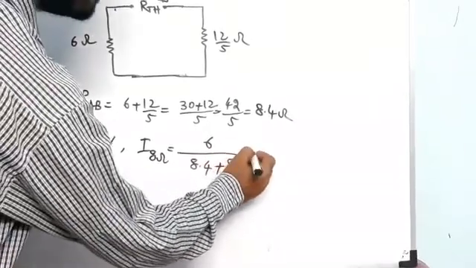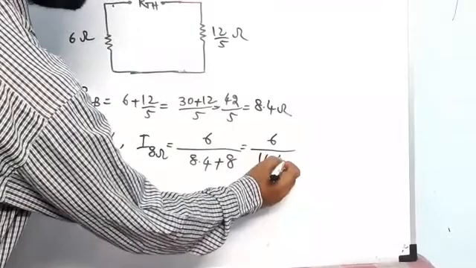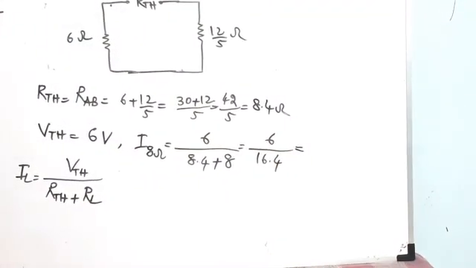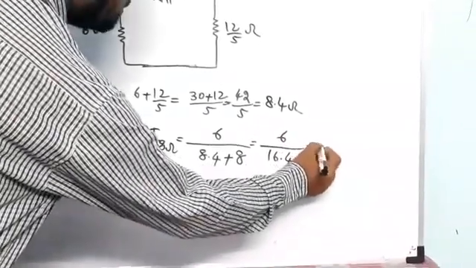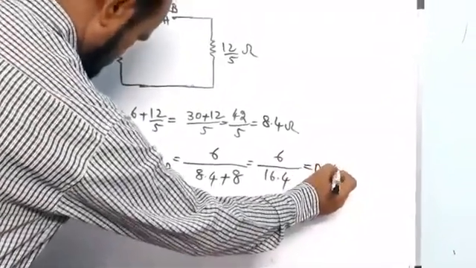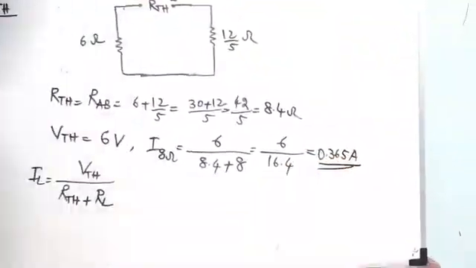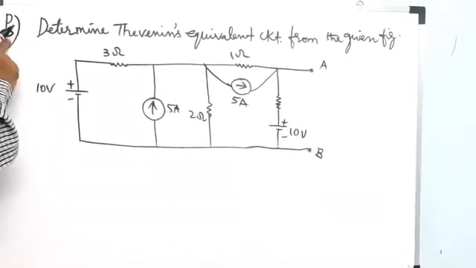This is the current in the 8 ohm resistance. So you need 6 by 16.4. So how much? 6 by 16.4 is 0.365 ampere. This is the answer. That's all. Next problem, problem 3.